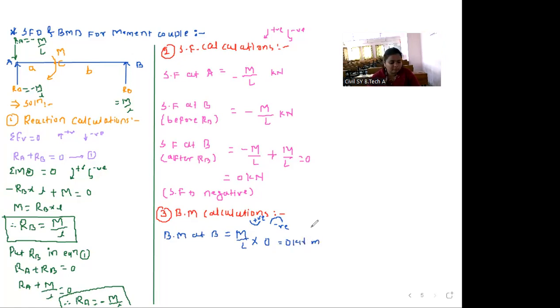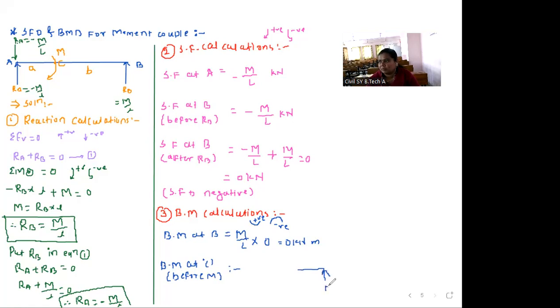After that, we will find out bending moment at C, but before M. Before applying M. Suppose this is our figure for this.